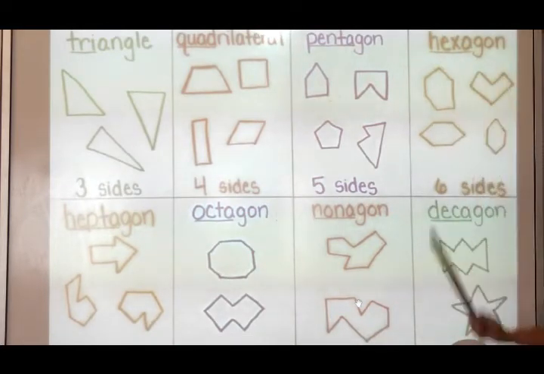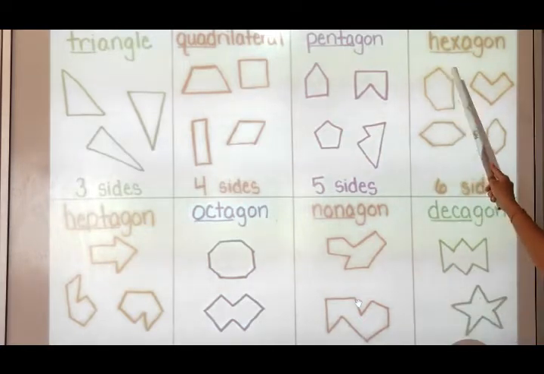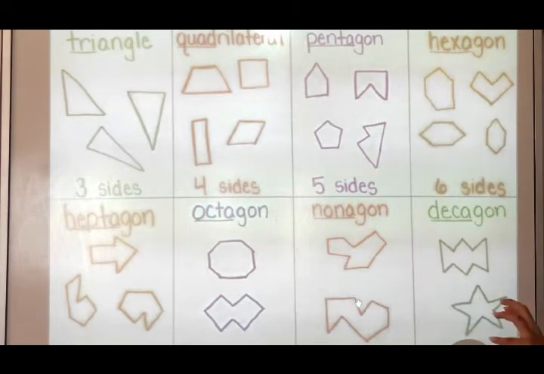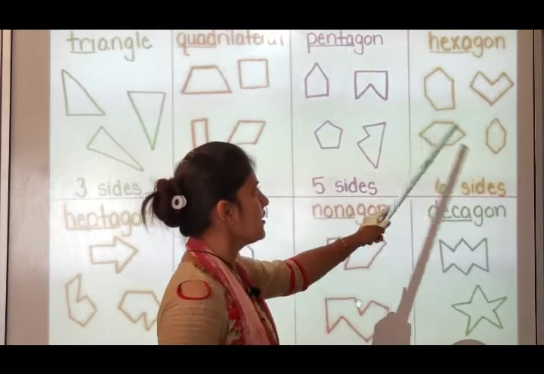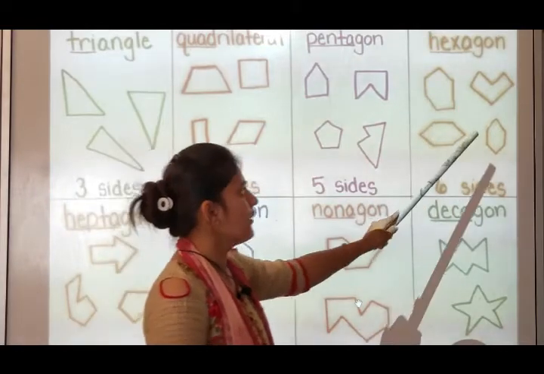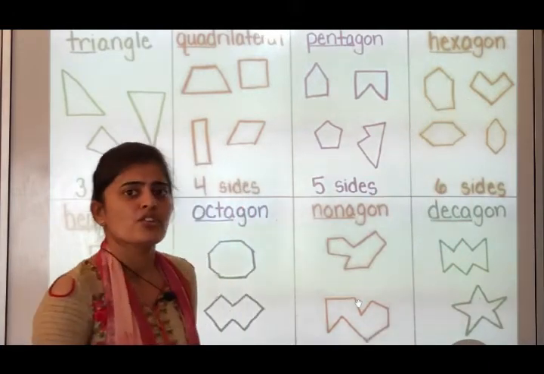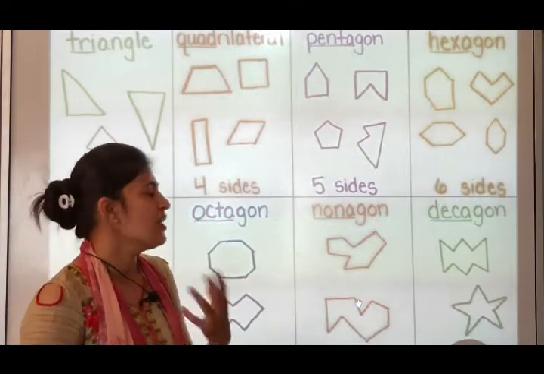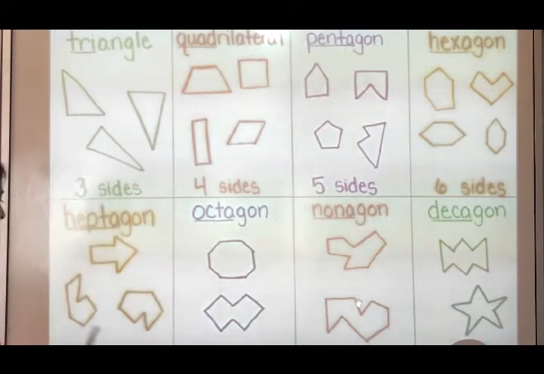Now next is hexagon. Whenever there are 6 sides of a shape, then it is called a hexagon. Here you can see 1, 2, 3, 4, 5, 6 sides are there. So this shape is called hexagon. Again this also has 6 sides, so this is also called a hexagon. Here also you can see 6 sides, so this is also a hexagon. So whenever you are asked what is the name of the shape which has 6 sides, then it is called a hexagon. Now about the 7 sides.